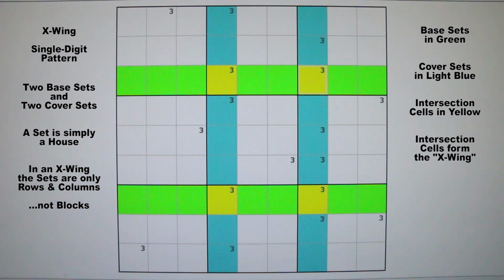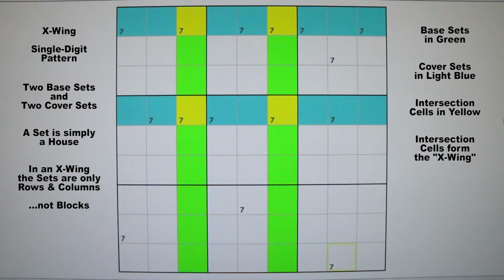An X-Wing, or any size fish, will always have an equal number of base sets and cover sets. Therefore, if the base sets are 2 rows, then the cover sets will be 2 columns that intersect with them like this. And if the base sets are 2 columns, then the cover sets will be 2 rows that intersect with them like this. And because in an X-Wing there are only 2 cover sets that have to cover all base candidates, that means there can only be 2 base candidates in each one of the base sets.